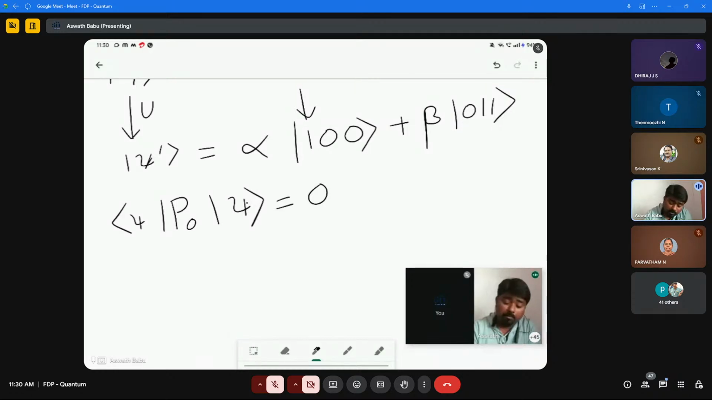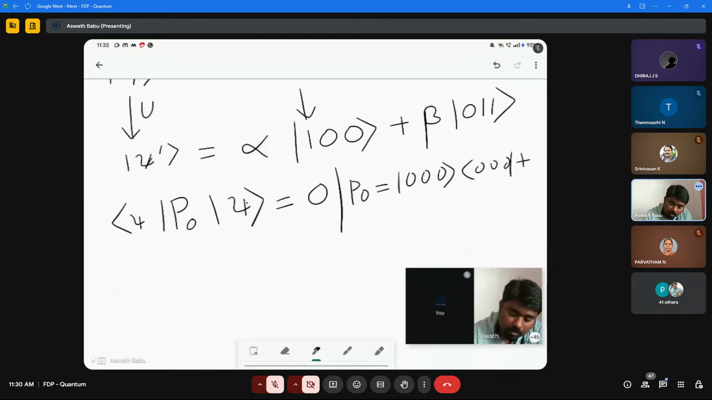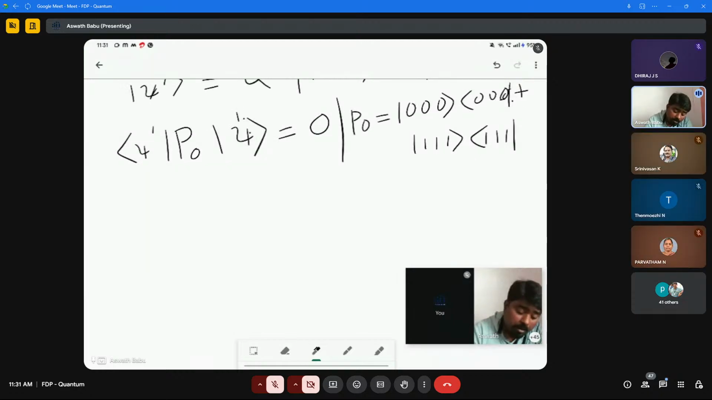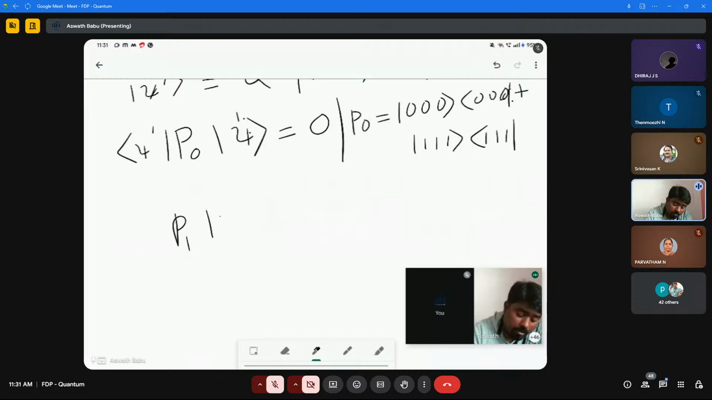You know why? There is an error. But P naught is made up of the outer product of zeros and the outer product of ones. Okay. So when you take this measurement with P naught on the psi prime, you are going to get 0. That means an error occurred, so P naught is not going to give 1. Which one gives you 1? P1 gives you 1. Okay. This is going to be 1.